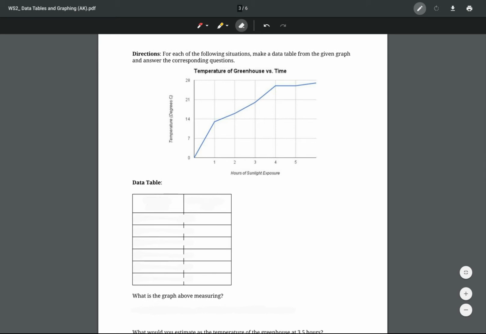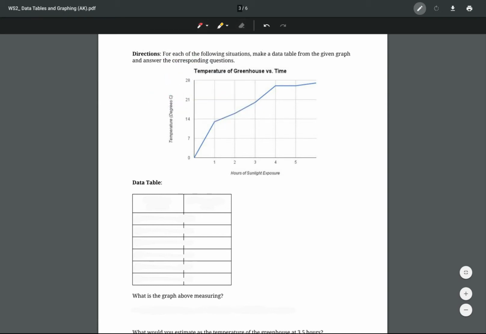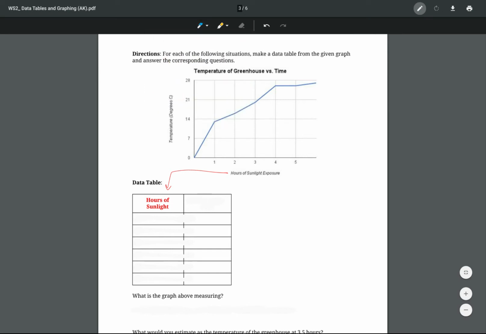For this next problem, it's quite different. Here we have a finished graph, and what we're trying to do is construct a data table based on this graph. So the hours of sunlight exposure, since it's on the bottom of the graph, is going to be the independent variable, which makes it the left side of our data table. And then the thing on the side of the graph has to be our dependent variable, which will make it go on the right side of our data table. And so we'll see that temperature is the dependent.